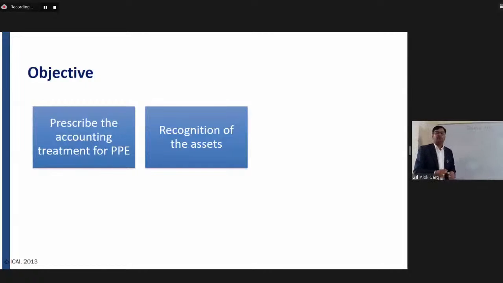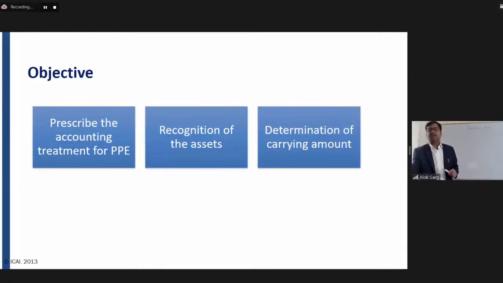Thanks. Objective. So what is the objective? Of course, this standard talks about the accounting treatment for property, plant and equipment. I mean to say, the measurement of the property, plant and equipment, the depreciation part, the impairment part, the recognition part, the derecognition part. It talks about the recognition of the asset. It talks about the determination of carrying amount.